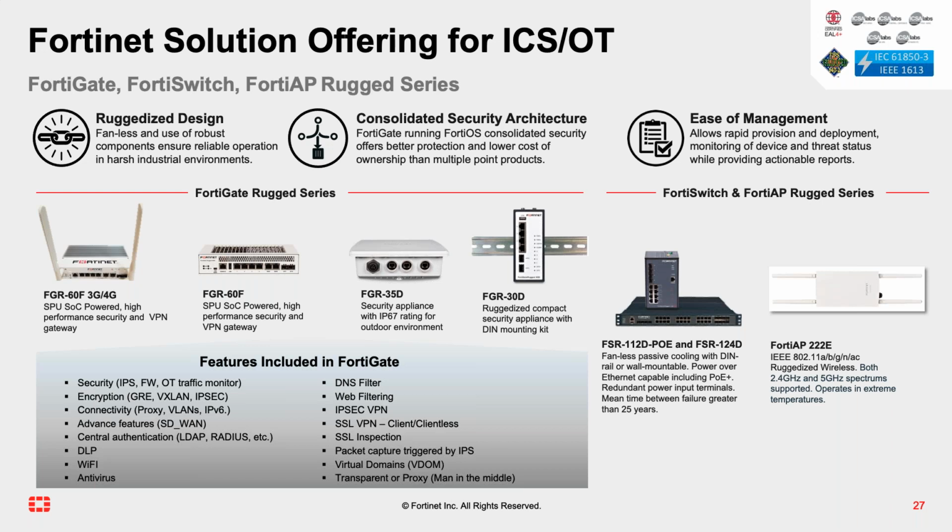From left to right, the newest devices that we have include a 3G, 4G modem. Also, the 35D for maritime operations, and the FortiGate 30D, which is on the smaller size, more suited to be installed in a DIN rail in a cabinet in a remote location, along with switches and wireless access points that are also ruggedized, specialized for the field.